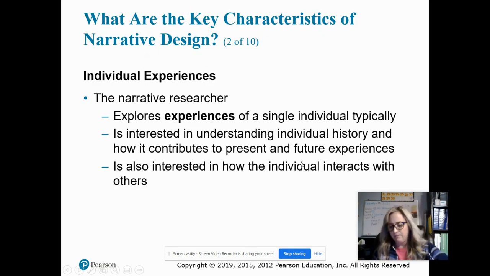Okay, so let me flip forward in my notes. Okay, so individual experiences. What are the key characteristics of narrative design?